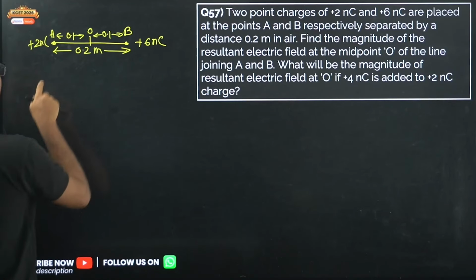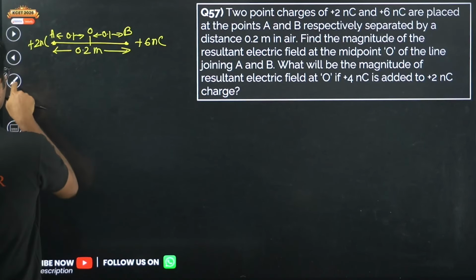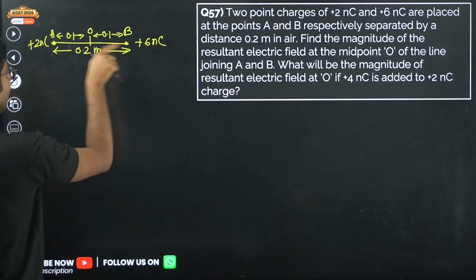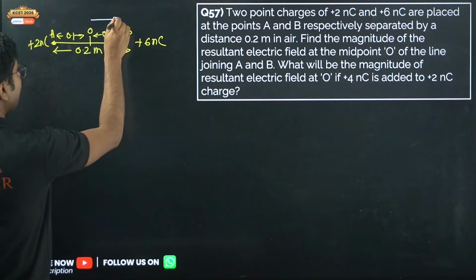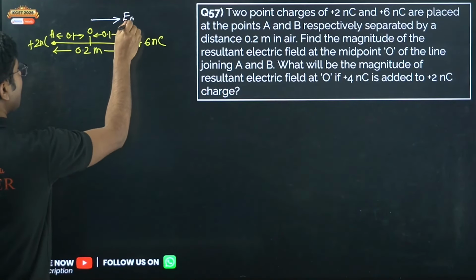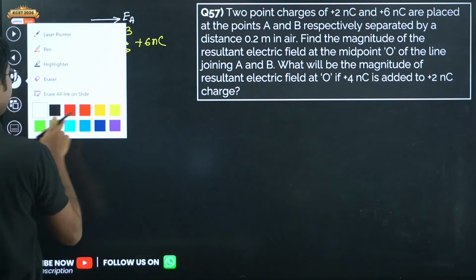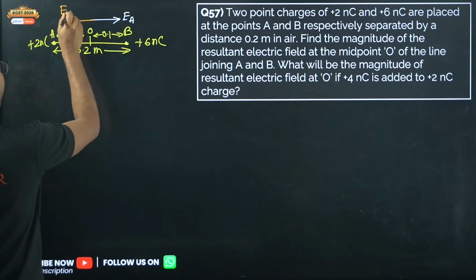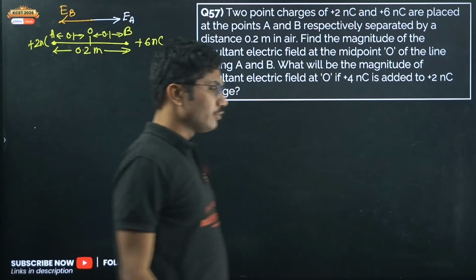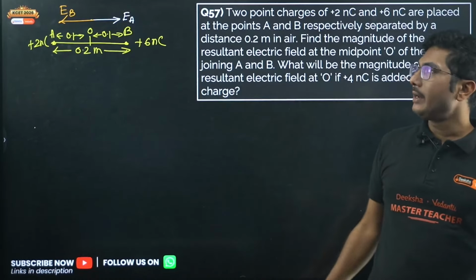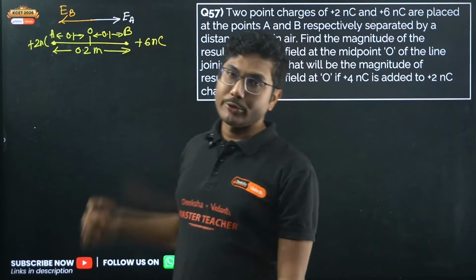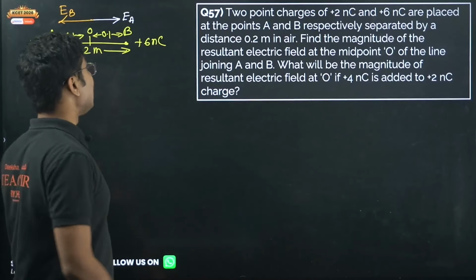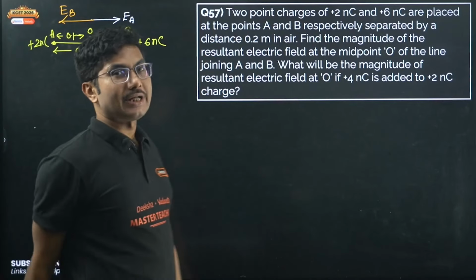Now what about the electric field due to A? Both are positive charges, so the electric field due to A will be in this direction, and the electric field due to B will be in this direction. If we calculate these two electric fields separately and take the difference between them, we will find the net electric field. Why the difference? Because they are acting in the opposite direction.